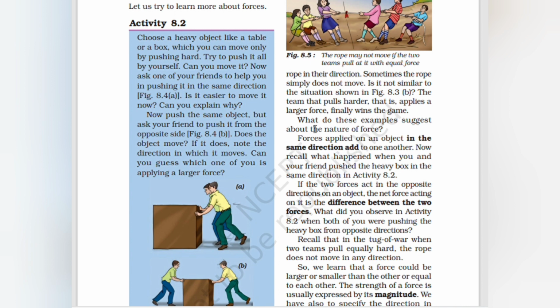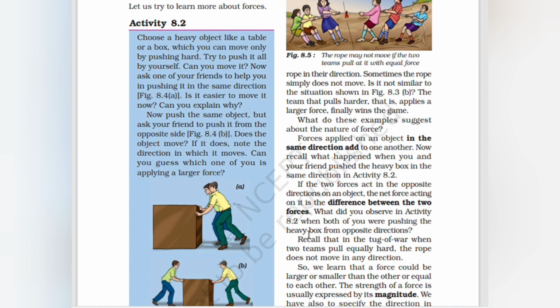What do these examples suggest about the nature of the force? Forces applied on an object in the same direction add to one another. Now recall what happened when you and your friend push the heavy box in the same direction. It will move easily. If the two forces act in the opposite direction on an object, the net force acting on it is the difference between the two forces.